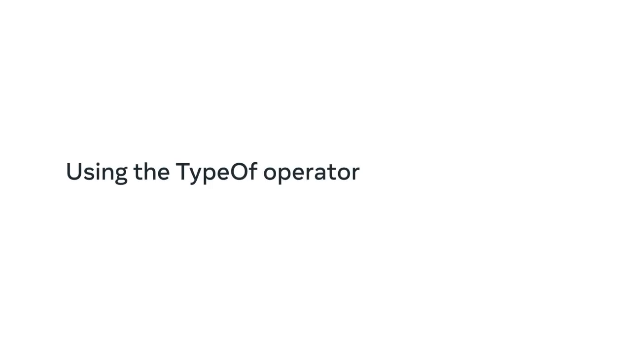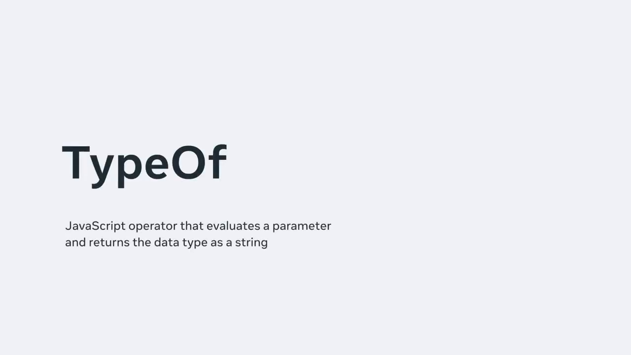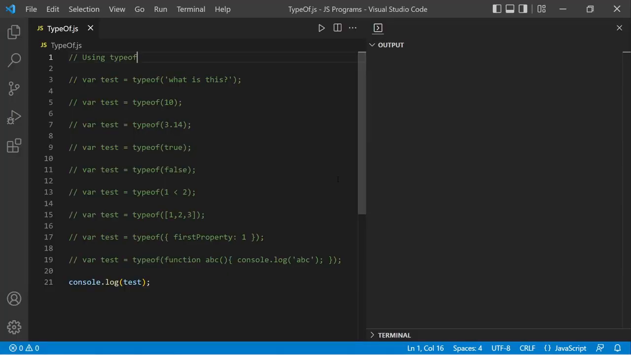In this video, you'll learn how to use the typeof operator to identify the data type of elements in JavaScript. The typeof operator accepts and evaluates a parameter and returns the name of the data type, represented as a string. To use it, you can type typeof followed by the parameter enclosed within parentheses.